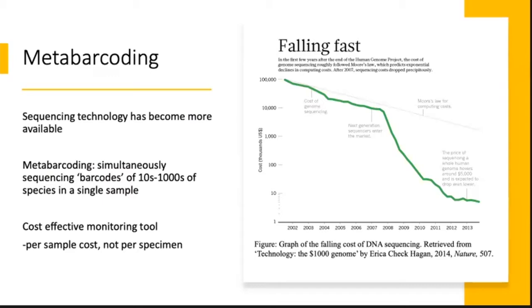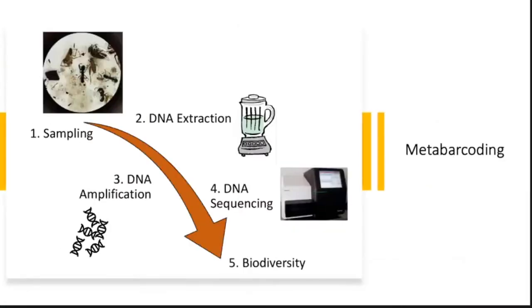Sequencing technology is becoming cheaper and more available. And metabarcoding allows us to simultaneously sequence hundreds of species in the same sample. That can be very helpful, especially because it's a per sample cost, not a per specimen cost. When you take your sample, say all the ants and all the insects in a pitfall trap, you blend that all together and extract the DNA from that blended sample. So instead of trying to identify all the specimens in a sample, you're just sequencing the sample as a whole.